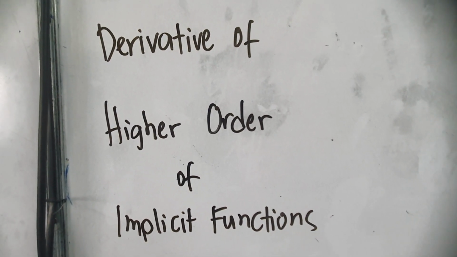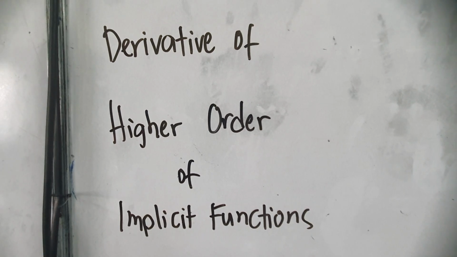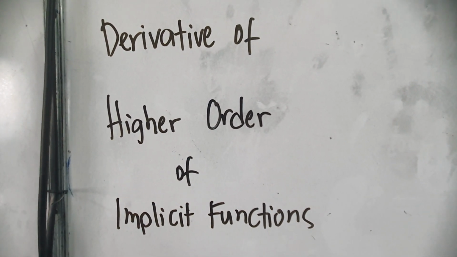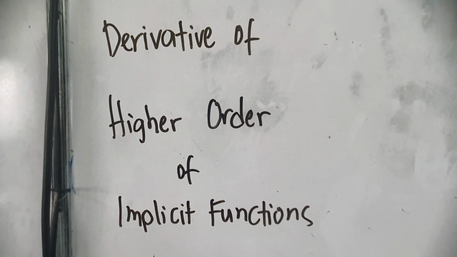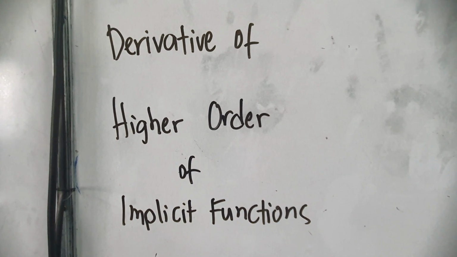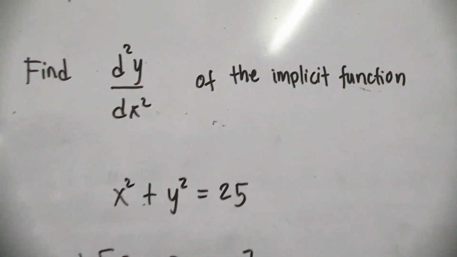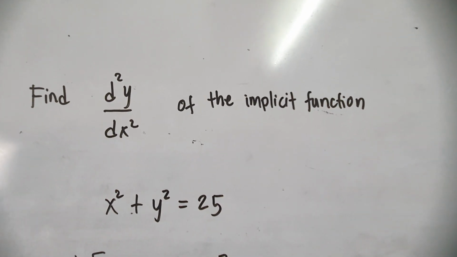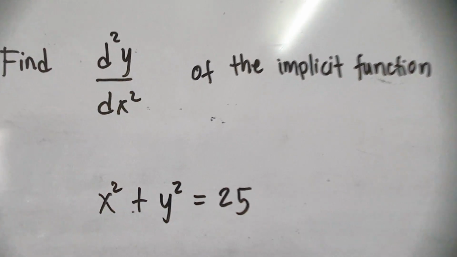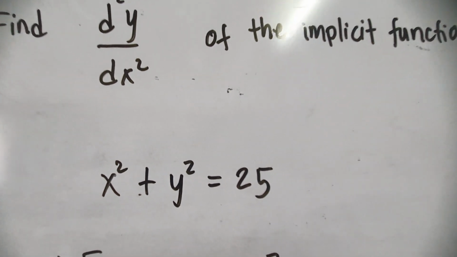Okay, now today we will also learn the derivative of the higher order of implicit functions. So what if we're given an implicit form and then we're asked to find the second order, the third, the fourth, or the fifth order of this implicit function? We have here an example. Find d squared y over dx squared of the implicit function. We have an equation of a circle, x squared plus y squared is equal to 25.